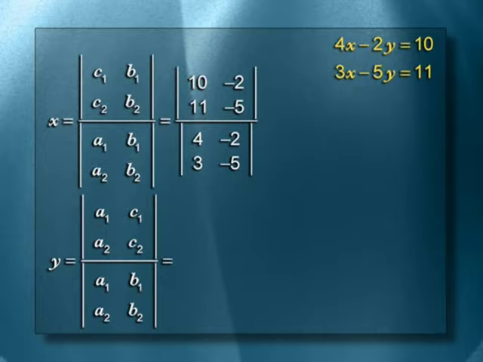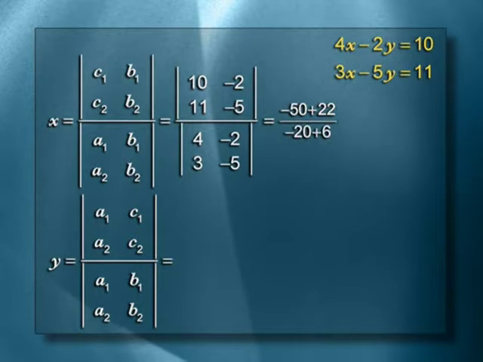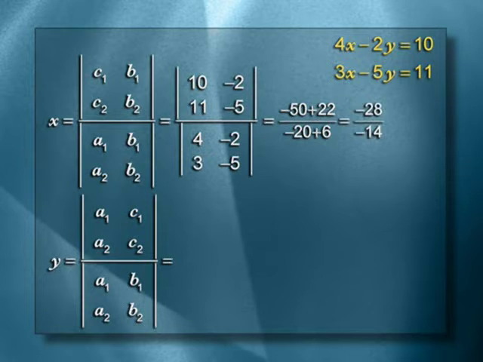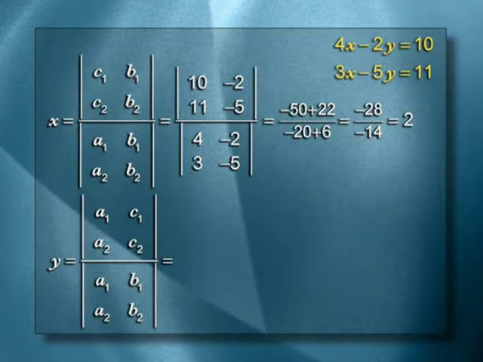And now calculate those 2 by 2 determinants. Well, the top one is plus 22, 11 times minus 2, but you subtract that, so it's plus 22, divided by 4 times minus 5 is minus 20 plus 6. And then simplify that, minus 28 over minus 14, that equals 2. So x is 2. And I found it explicitly. I didn't have to do any row operations, did I?